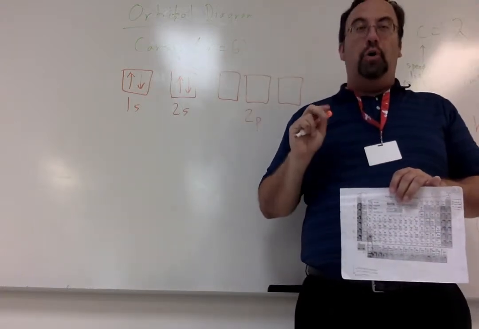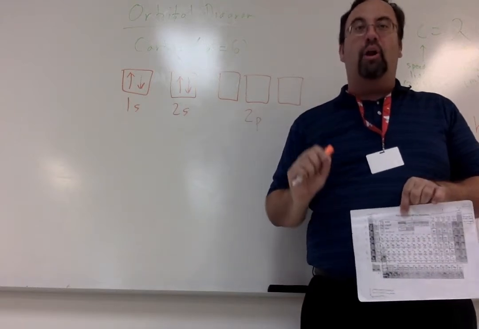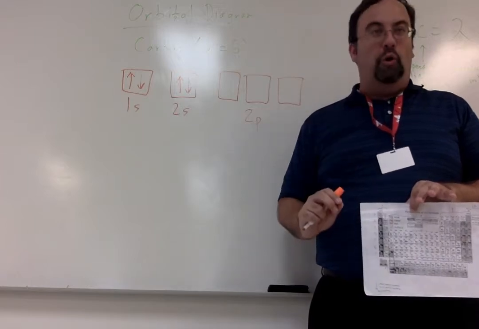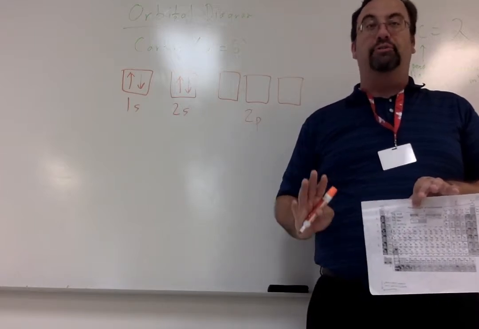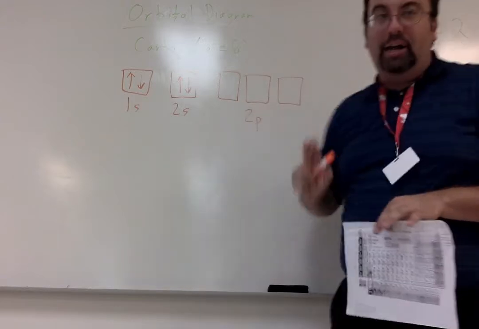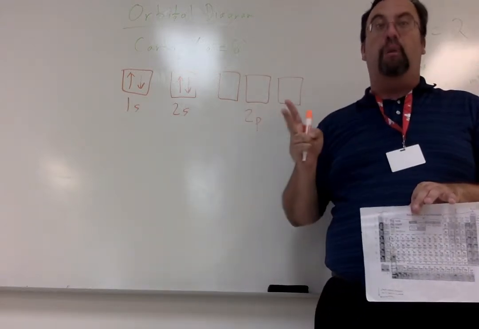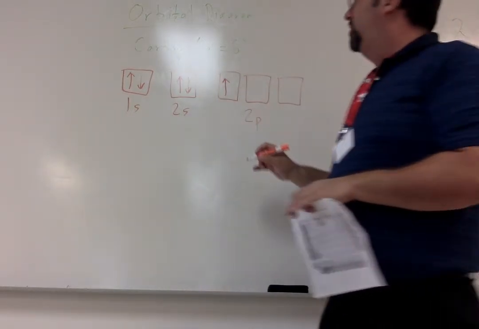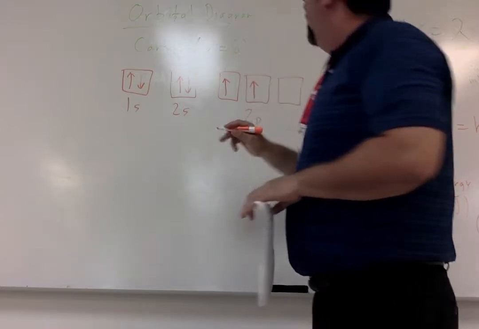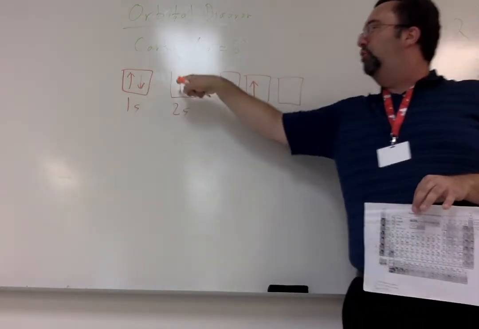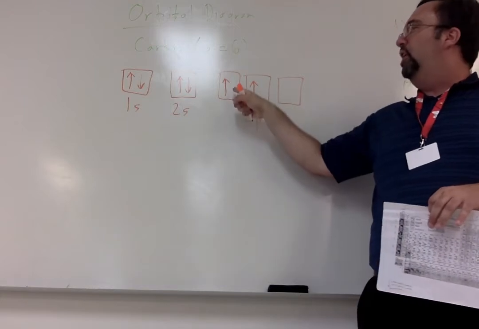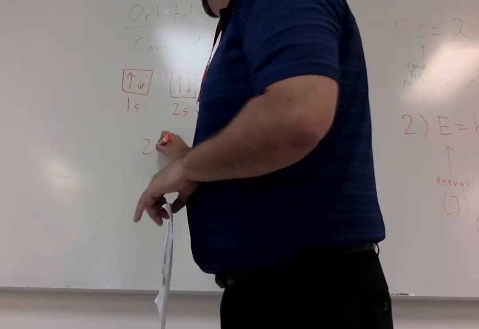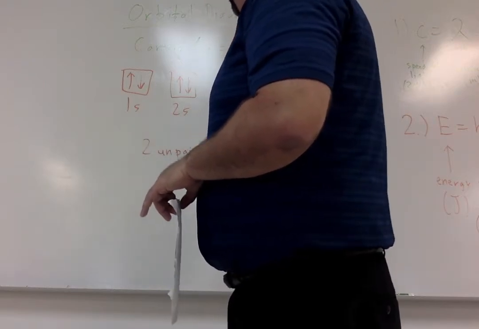We have to be careful, because we have to remember Hund's rule. Hund's rule says that electrons don't pair up until they absolutely have to. Notice we have 3 empty boxes and we have 2 electrons. So we're going to put an up arrow here, and we're also going to put an up arrow here as well. Notice now we have 1, 2, 3, 4, 5, 6. And you have a total of 2 unpaired electrons.